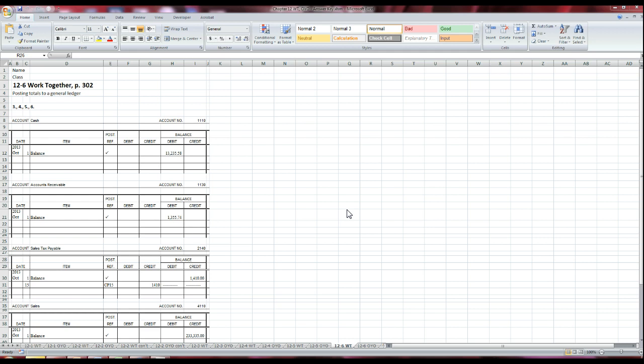So we are on page 302. Our goal here is to post totals to a general ledger. What Work Together says on page 302 is to use the partial special journals and the accounts payable general ledger account form that were used for Work Together earlier in this chapter. General ledger account forms are given in the working papers: cash, accounts receivable, sales tax payable, sales, and purchases. Your instructor, still me, will guide you through the following examples.